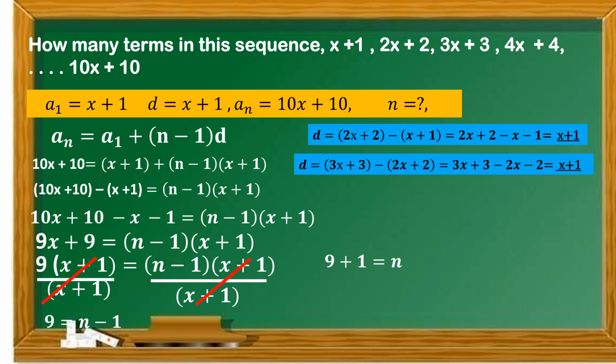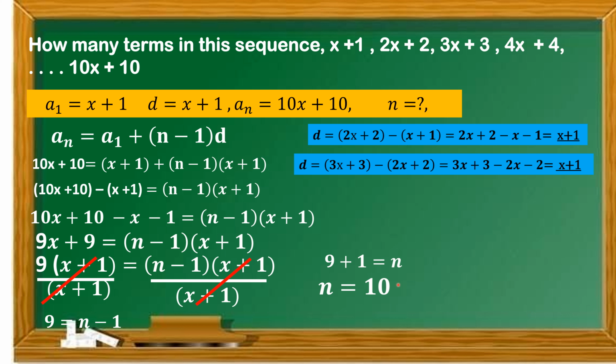And since we will be getting the value of n, that negative 1 will be transposed to the left, and that will become a positive 1. So 9 plus 1 is equal to n. So therefore, the 10x plus 10 is the 10th term in the sequence. So again, our n is equal to 10. So there are 10 terms in the sequence.